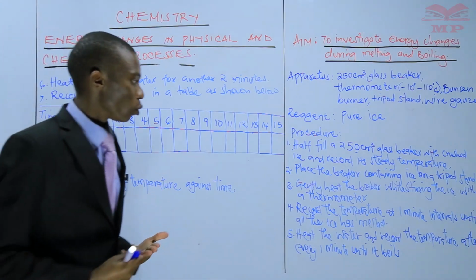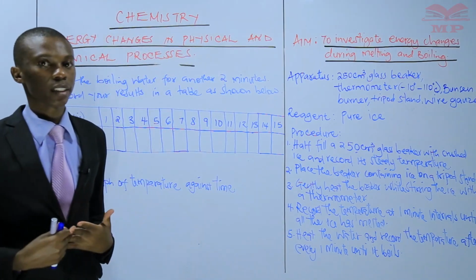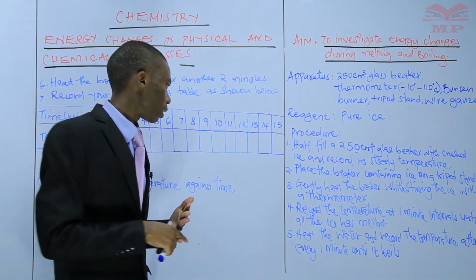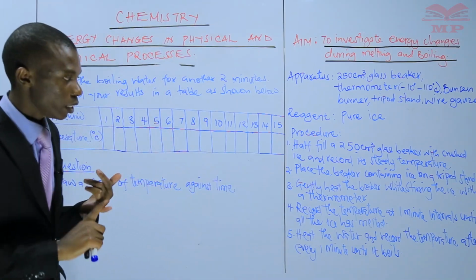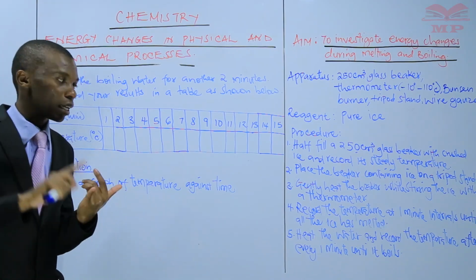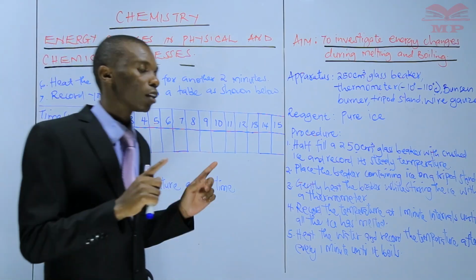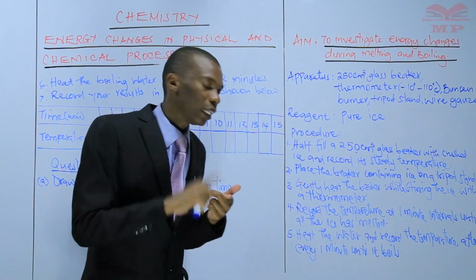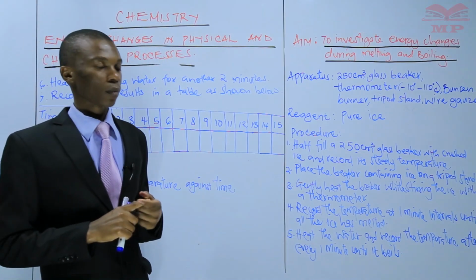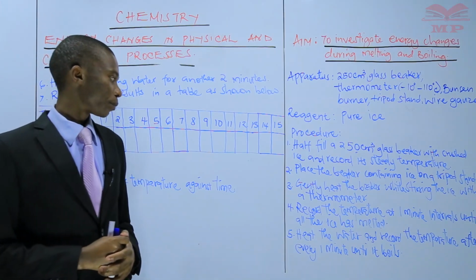Then procedure number 4, you would record the temperature at 1 minute intervals. So record the temperature after every 1 minute. Let's say you have the first minute, you record the temperature, the second minute, the third minute, the fourth minute, like that. So you record the temperature at intervals of 1 minute until all this ice has melted.